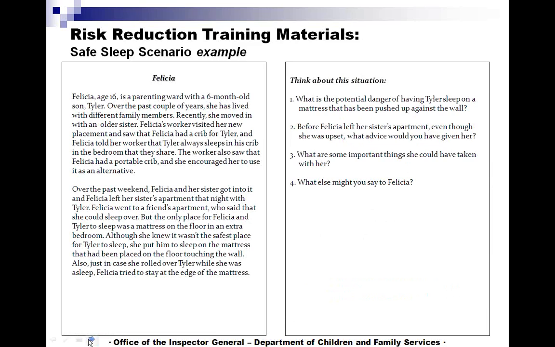And just to give you an example, one of the scenarios in the book has to do with Felicia. She's 16 years old. She has a 6-month-old. The child's name is Tyler. She's had a number of placements, and as a result of those placements, she ends up living with an older sister. She has a crib. She uses the crib because one of the things we've also found is that very often our young people have appropriate sleeping arrangements for their children, but will still co-sleep or bed share with their child. So she actually has that. She also has a portable crib, so in the event that she needs alternative sleeping arrangements, she also has those.